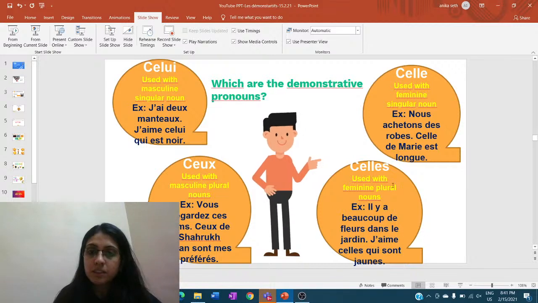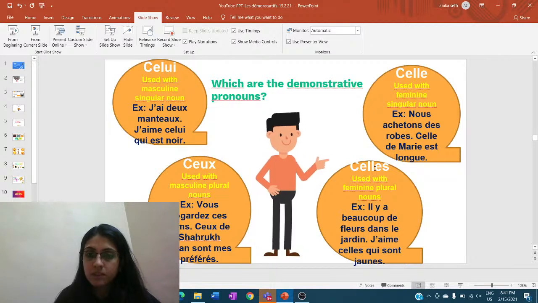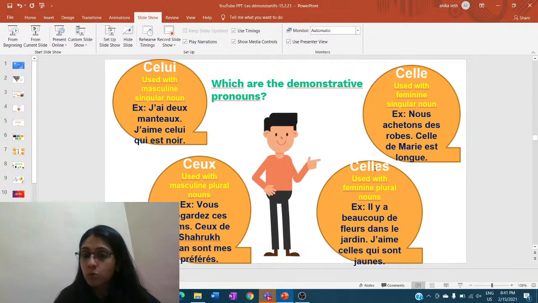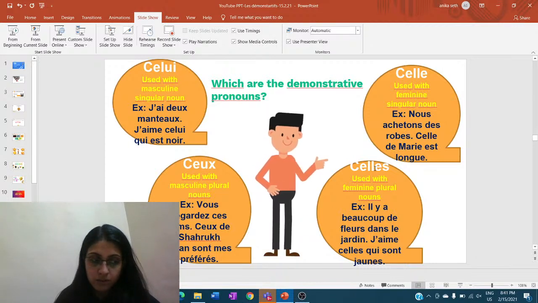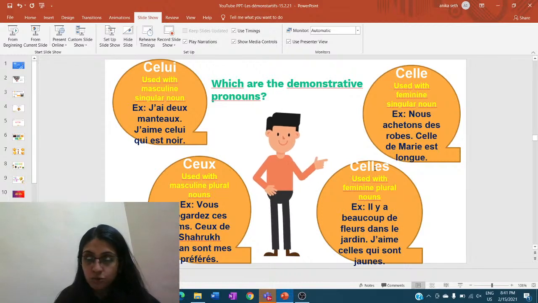And the last one is CELLES. This one is used for feminine plural nouns. How? Il y a beaucoup de fleurs dans le jardin. J'aime celles qui sont jaunes. Il y a beaucoup de fleurs dans le jardin. J'aime les fleurs qui sont jaunes. Alors on remplace les fleurs par celles. So we replace les fleurs with celles.